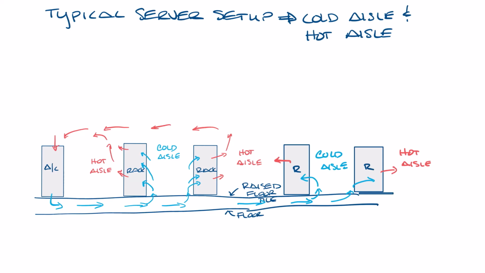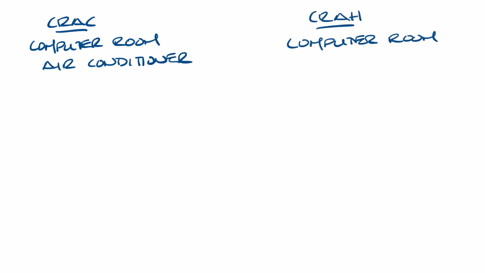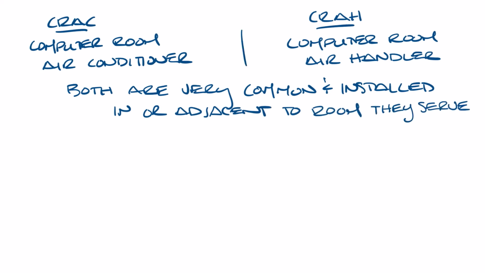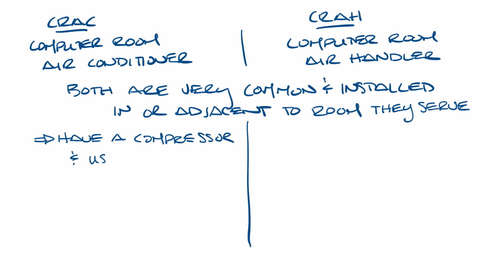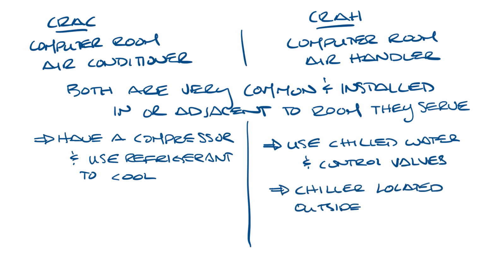Now let's make room again, and let's look at some basic equipment. You've probably heard of CRAC units. CRAC stands for Computer Room Air Conditioning. And you may have also heard of CRAH units. This stands for Computer Room Air Handling Units. CRAC and CRAH units are super common, and they are usually in or adjacent to the rooms they're serving. CRAC units have a compressor and use refrigerant to cool the air. CRAH units use chilled water and control valves. The cold water is supplied by a chiller that is located outside of the computer room.